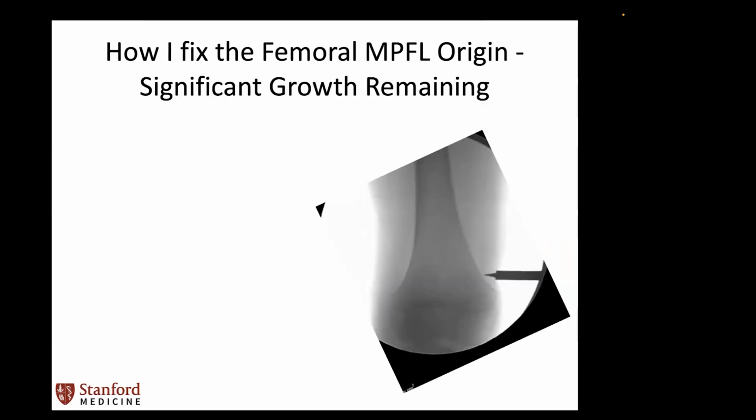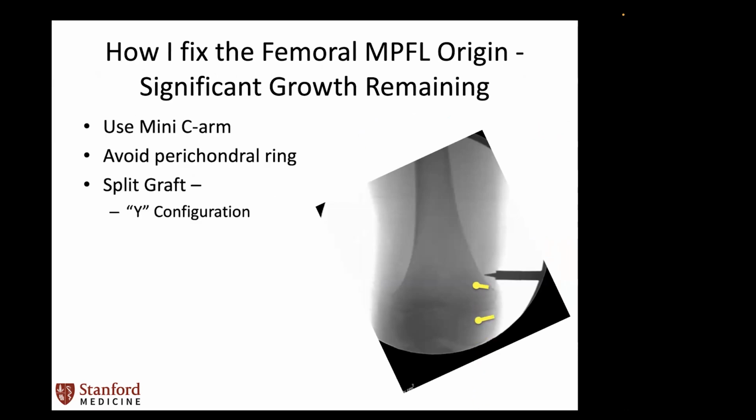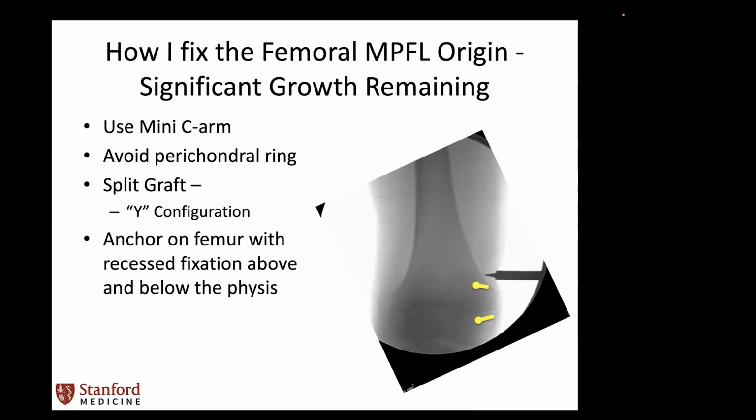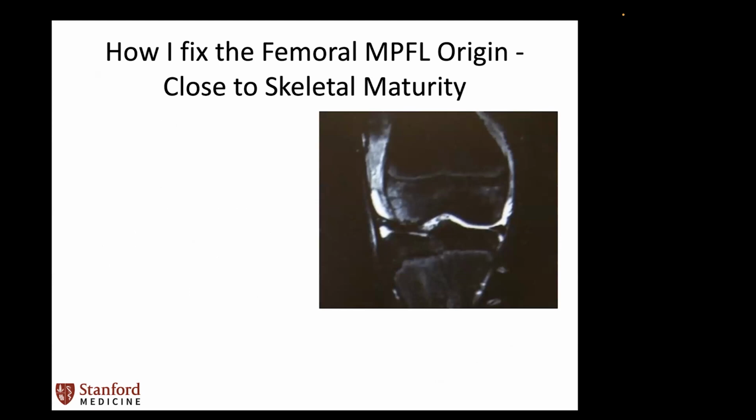So in kids who have lots of growth remaining, though, I do a little different thing on the femur. I put anchors using the C-arm both above and below the physis. I don't want to damage the perichondral ring or that peripheral physis. And so I basically have a Y or split on the younger kids because I don't want to damage the physis in kids with maybe more than 2 or 3 years of growth remaining. So I do get 2 anchors, but I don't directly injure the physis.